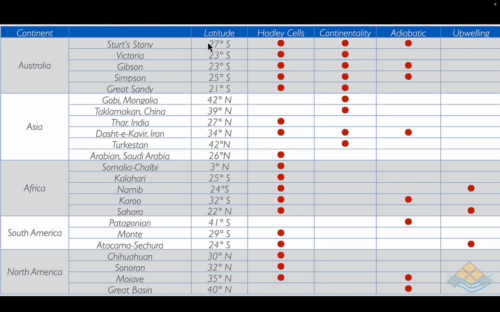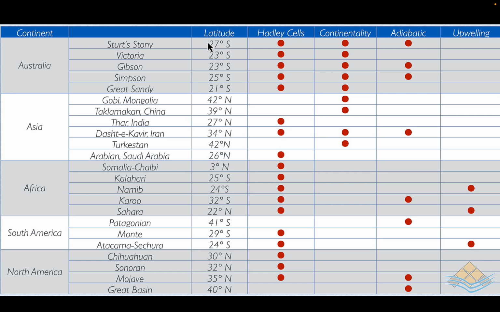So if we look at the contribution now, coming back to that map I showed you of the positioning of the world's major deserts, you can see that the Hadley cells are pretty consistent across most of the desert belts of the world. Continentality has an effect on some of the larger deserts in Australia and Asia. We have adiabatic effects, the mountain effects, in a range of deserts in North America. And then we have the upwelling effects in various positions in desert belts around the world.